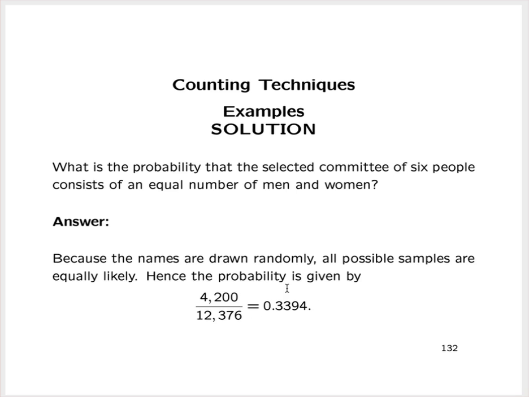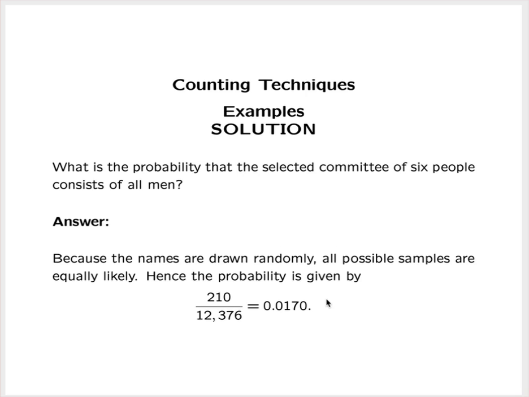And so this probability is fairly high, 0.3394. So there's about a 33 or 34% chance that by selecting the committee at random, we're going to get equal representation of men and women, 3 men and 3 women.